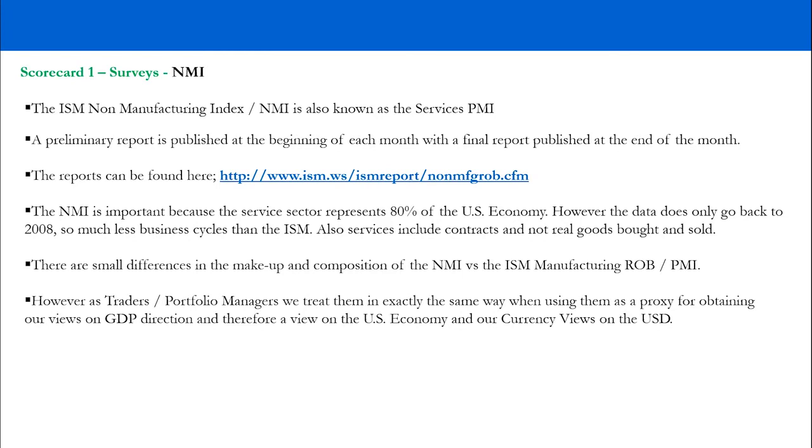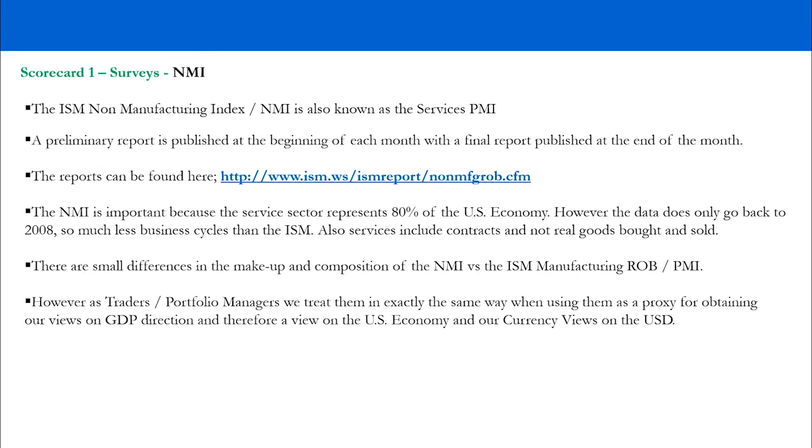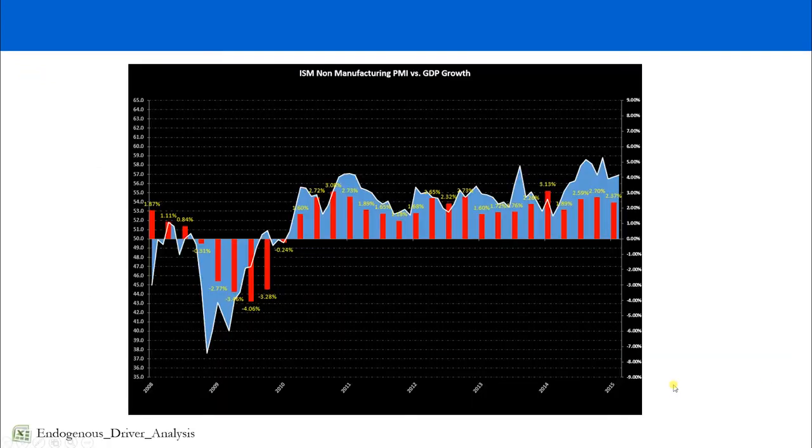And when it comes to currencies, we're looking at predicting inflationary or deflationary conditions and how central banks, governments and authorities will react to these situations. So we're looking for our view on the US economy and our currency view on the US dollar. And if we want a pictorial representation of what the NMI looks like, we can look at the data going back to 2008 and look at this relative to GDP growth.